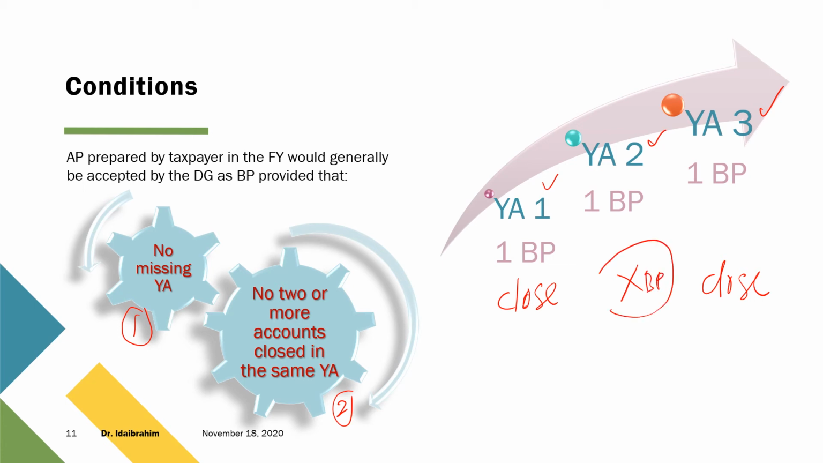So when this happens, you take this period, you divide it into two to form the basis period in year 2, so that the company can pay tax every year. There is no missing YA. Okay, remember these two conditions, then it's easy for you to determine the basis period under whatever situation.